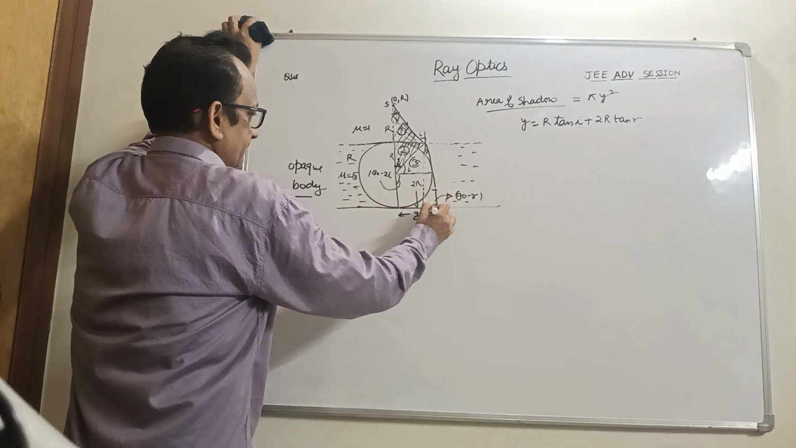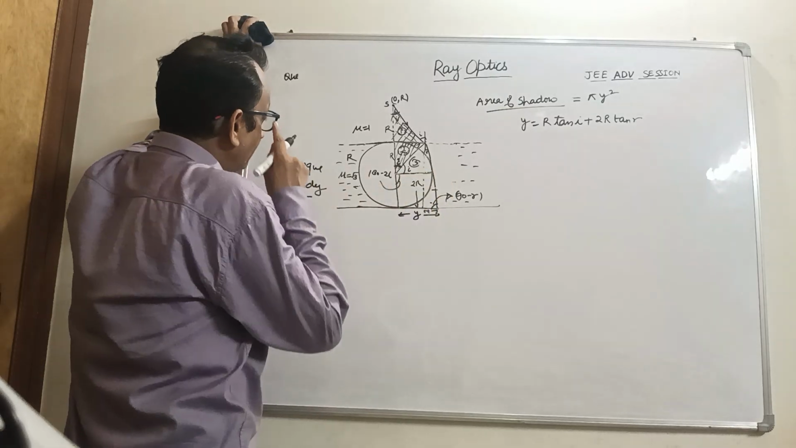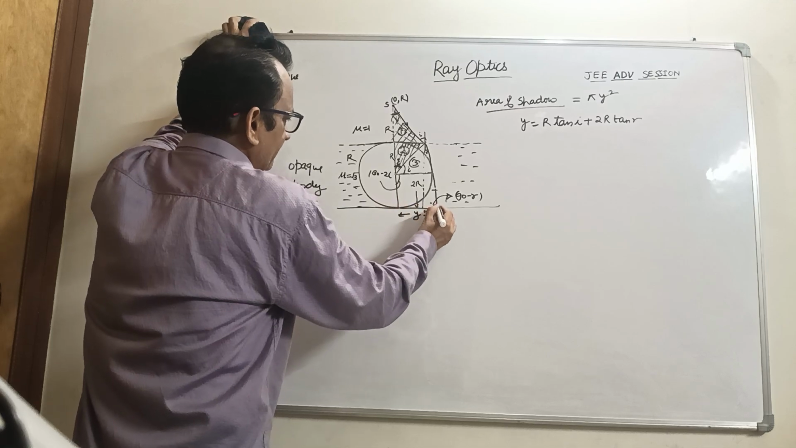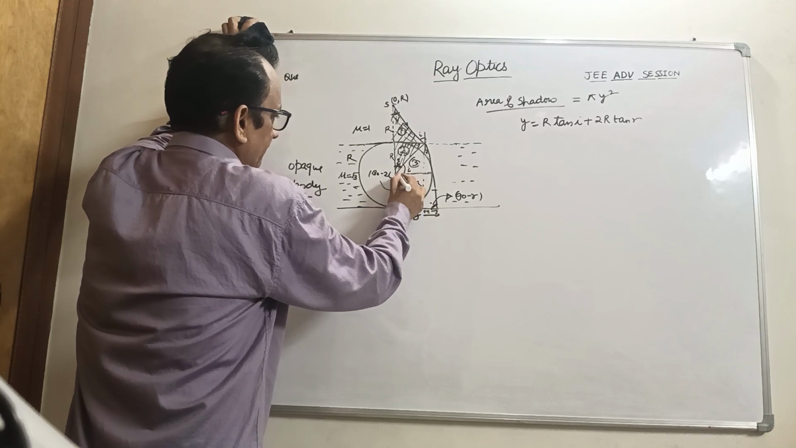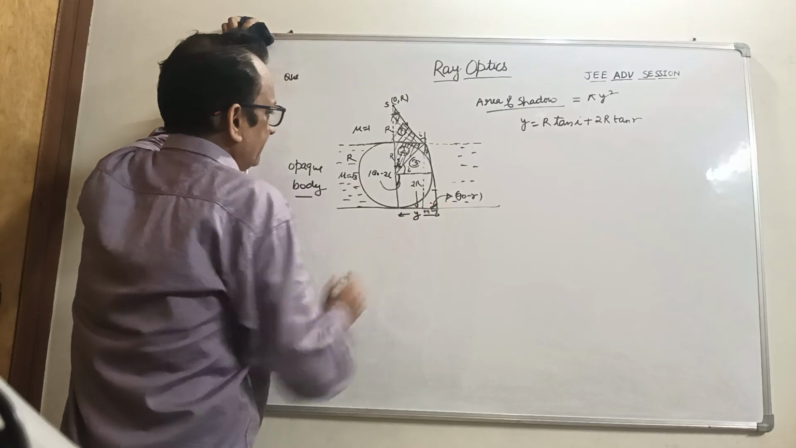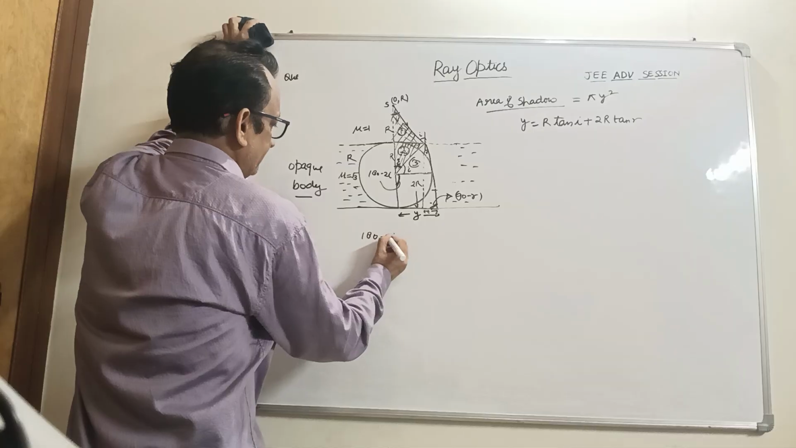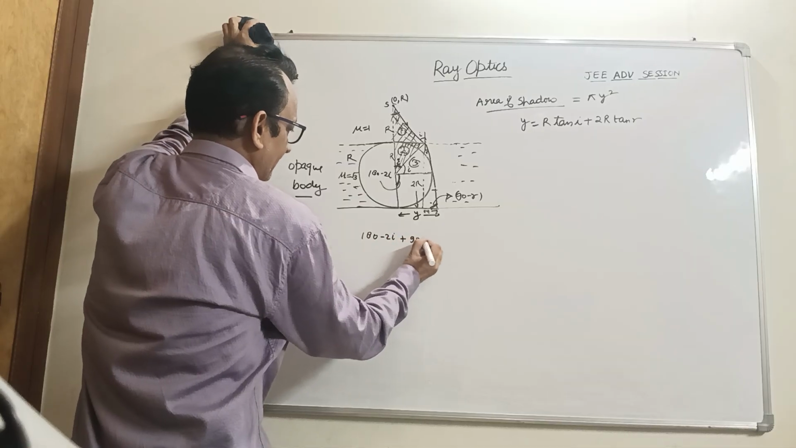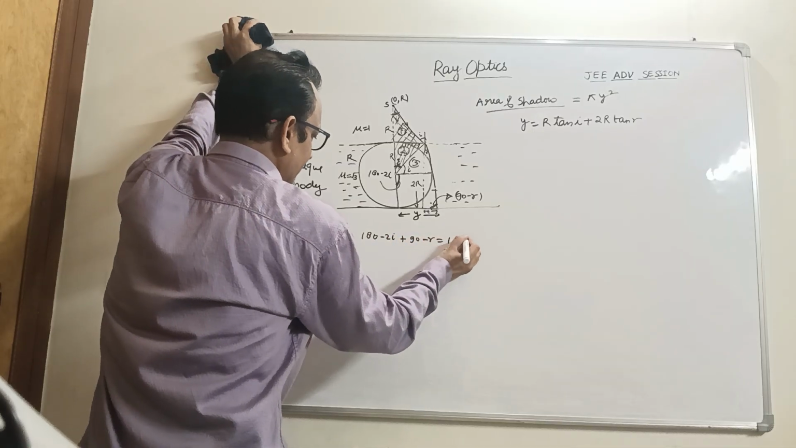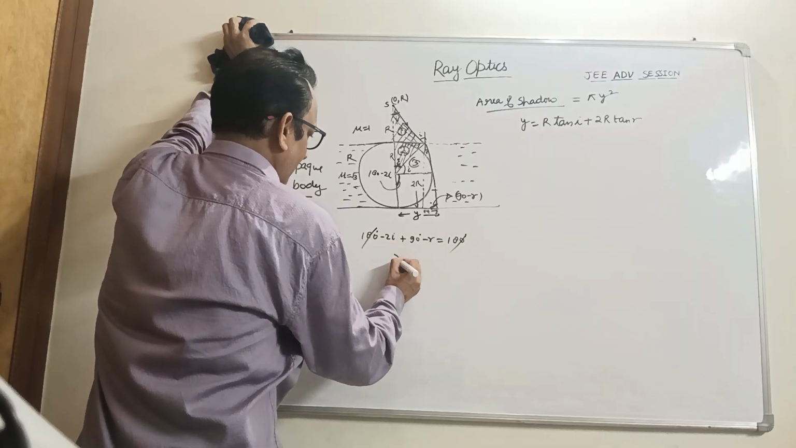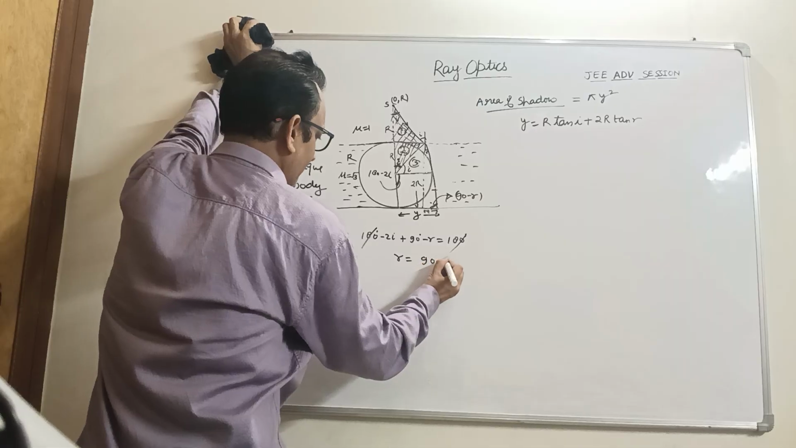This is a parallelogram. So we know the opposite angles add up to 180. So right here, 180 minus 2i plus 90 minus r is equal to 180 degrees. 180 cancels out, so r becomes 90 minus 2i.